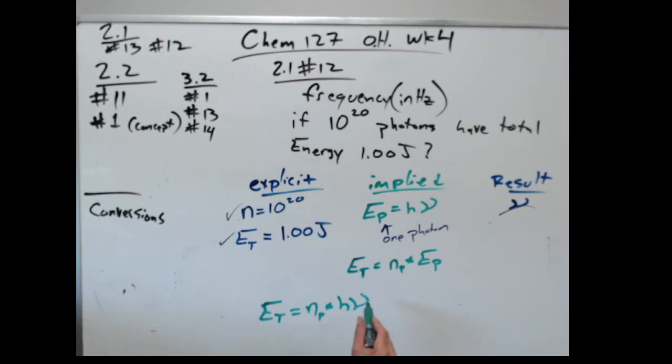So now I can just rearrange this. I have my total energy divided by the number of photons times Planck's constant equals frequency. So now I can do this all with one thing in my calculator, which is why I like to rearrange first.